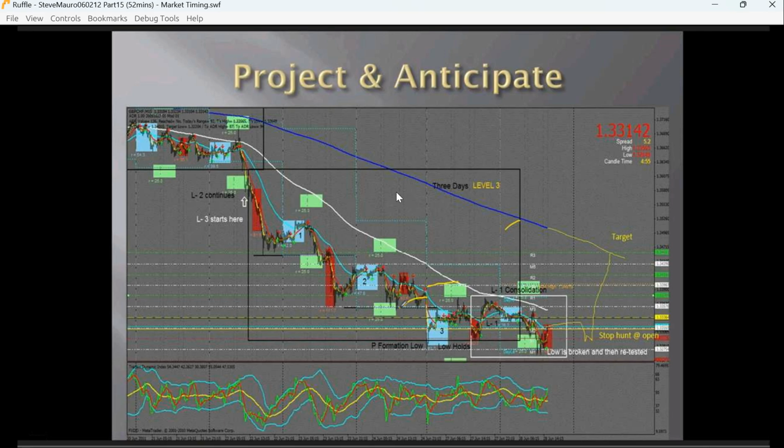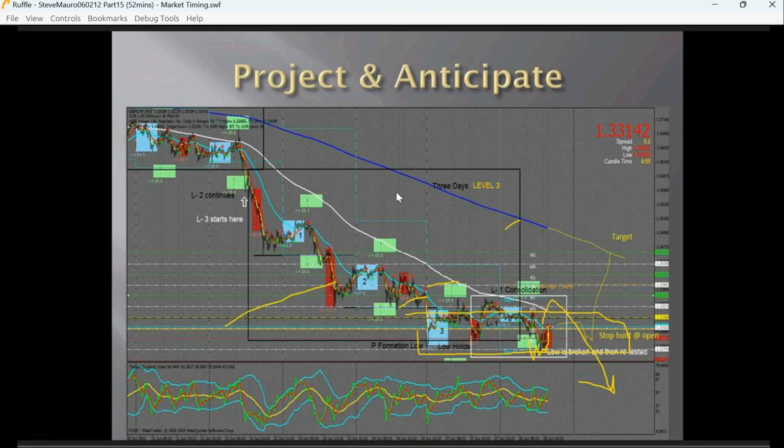1 hour, 4 hour, down. I'm looking to sell the rallies in a downtrend. Right? That's what textbooks will tell you. I'm telling you that we're in level 3 sideways behavior. The dealer spikes the low one more time, comes back above.